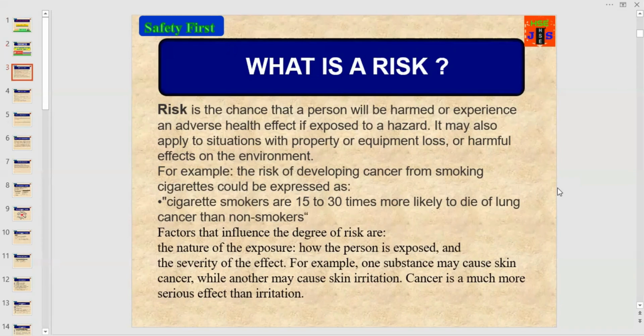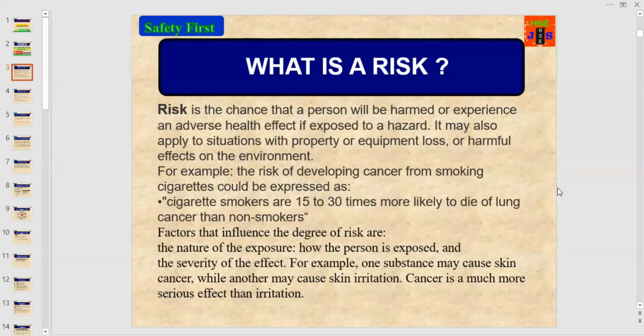Prior to jumping into the main topic, the risk management process, let us see what a risk is. Risk is the chance that a person will be harmed or experience an adverse health effect if exposed to a hazard. It may also apply to situations with property or equipment loss or harmful effects on the environment. For example, the risk of developing cancer from smoking cigarettes could be expressed as: cigarette smokers are 15 to 30 times more likely to die of lung cancer than non-smokers.